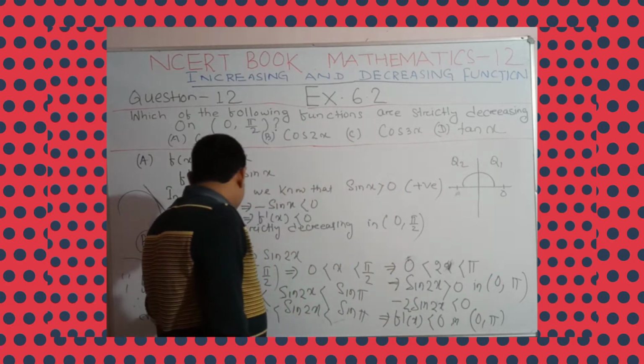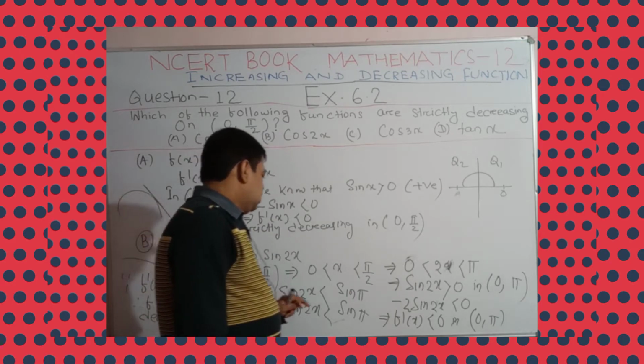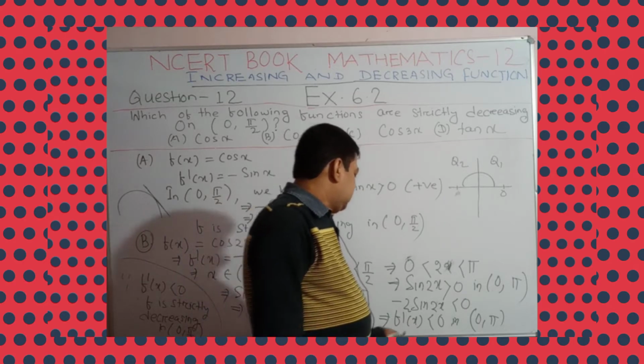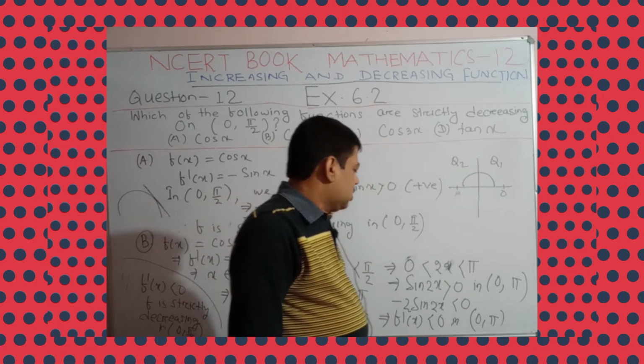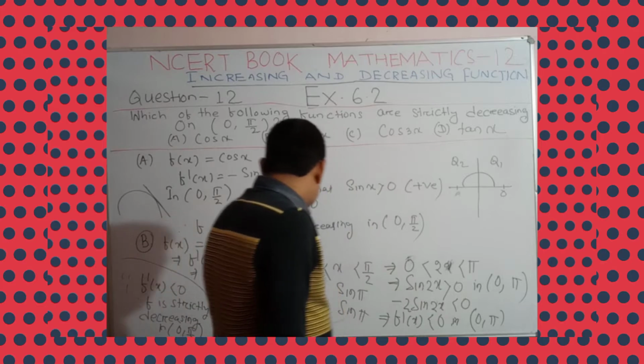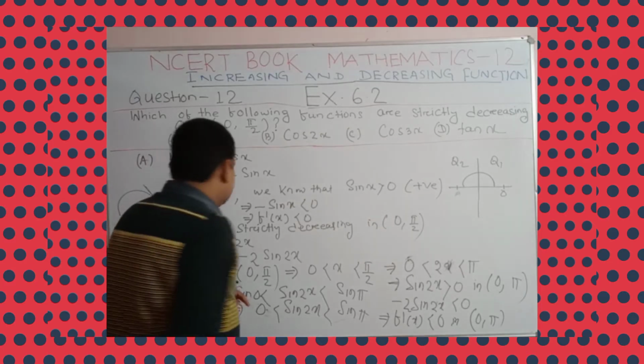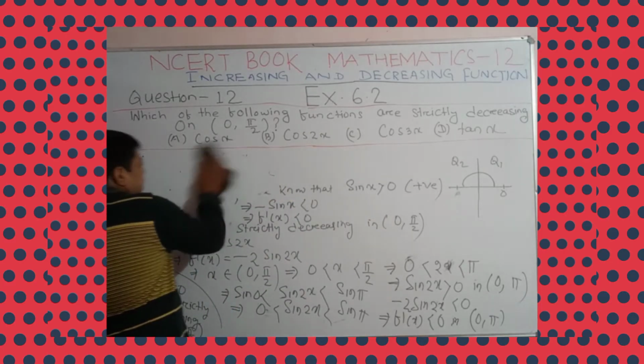Here the derivative of the function is minus 2 sin 2x, so minus 2 sin 2x will be less than 0. It means f'(x) is less than 0 in the interval 0 to pi. Since f'(x) is less than 0, we can say f is a strictly decreasing function in the open interval 0 to pi/2. Is it clear? Understand? Okay, let's see the third function.